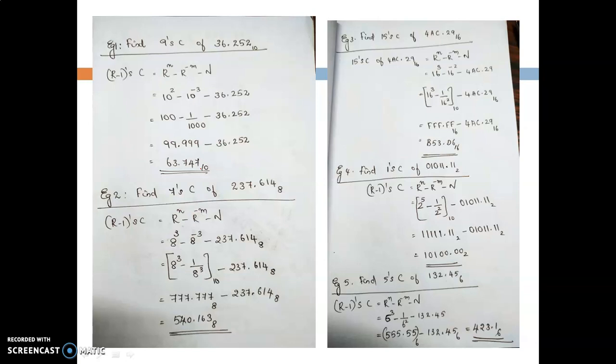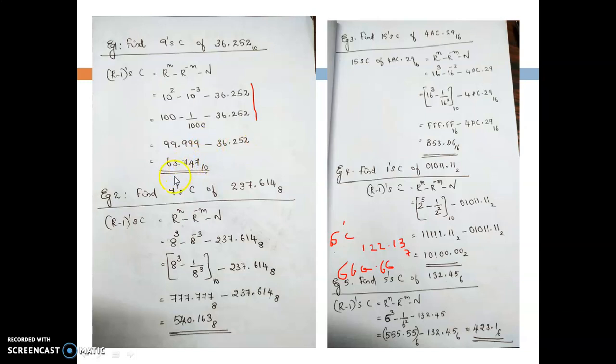So what happens if my number was 36? Then your r raised to minus m becomes 1. So it will be 10 raised to 2 minus 1 minus 36, because there is no fractional part, it is only 36. So 100 minus 1 minus 36, that is 99 minus 36. The answer will be 63.